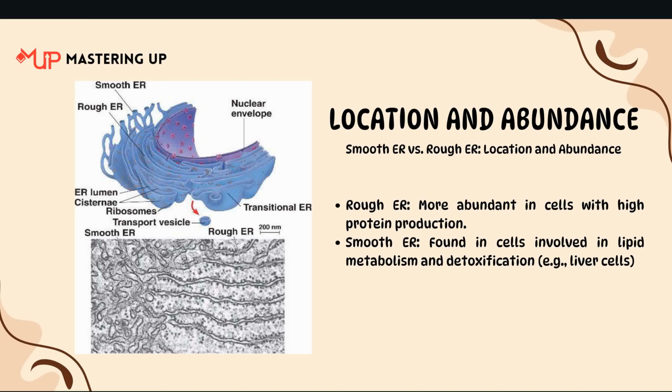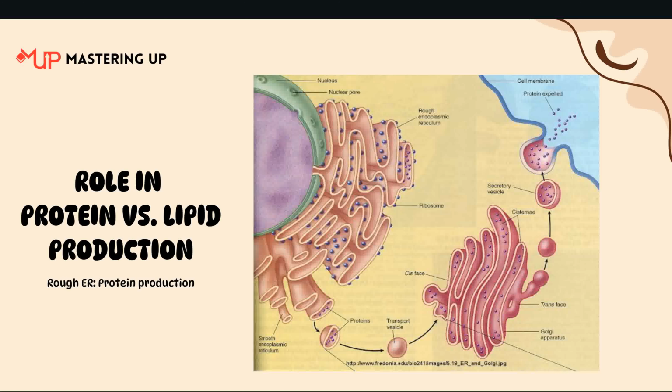In the illustration, you can see the smooth and rough endoplasmic reticulum. Now let's see their role in protein and lipid production. One of the biggest differences between these two types of endoplasmic reticulum is their role in the production of macromolecules. Rough endoplasmic reticulum, as we have seen, is involved in synthesizing proteins.